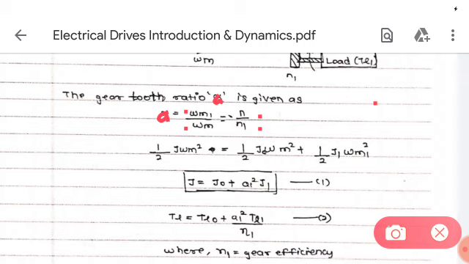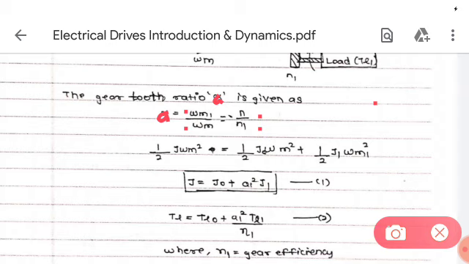We also have multiple ratios, or ratios of multiple quantities, in the transformer case. If the transformation ratio is defined as n2 by n1, it could also be v2 by v1, e2 by e1, or I1 by I2. Just like this, it could be the ratio of the number of teeth or speeds, and like that. So small a is the transformation ratio of this gear.